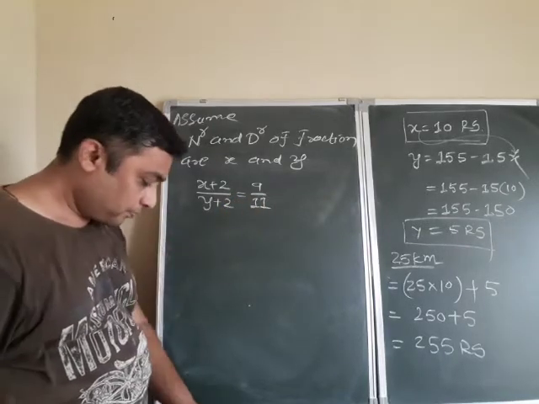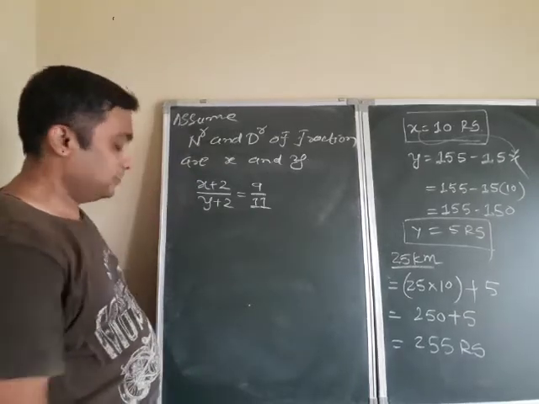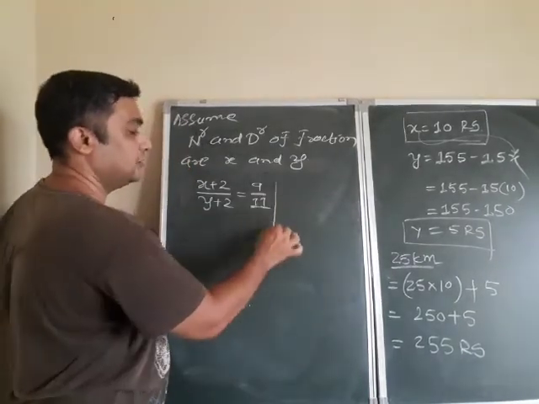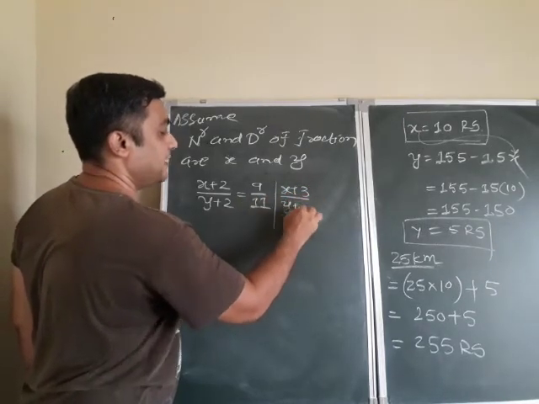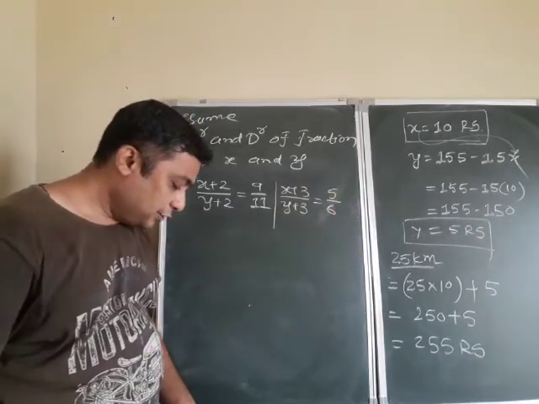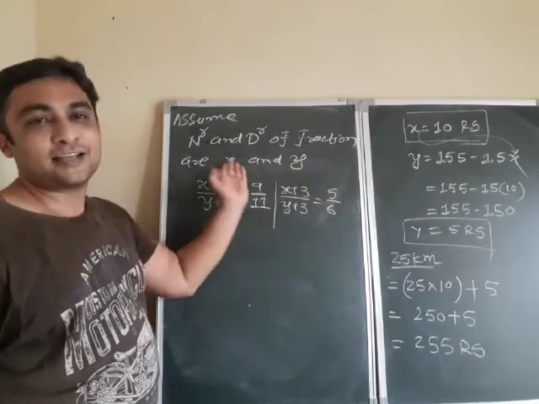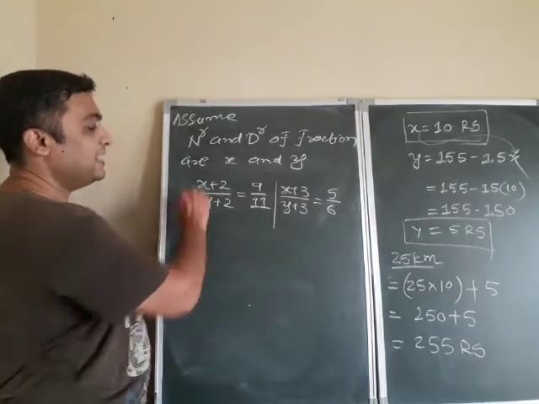And if 3 is added to both numerator and denominator, the fraction becomes 5 by 6. May I write? So 3 is added: x plus 3, y plus 3. So the fraction becomes 5 by 6. Then find the numerator and denominator, meaning the fraction. Once the numerator and denominator come, x by y gives the fraction. Let's solve this first.